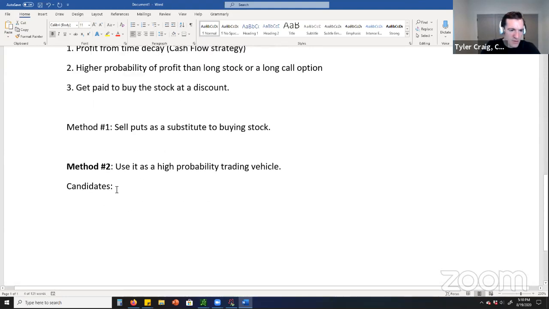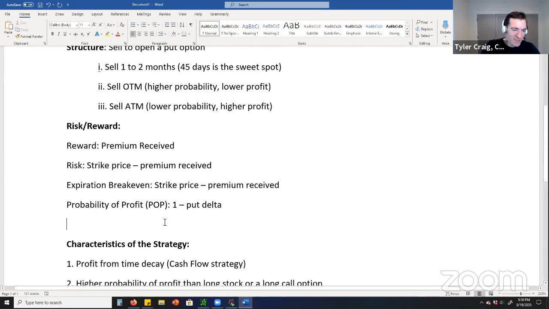Method 2 here, candidates, what price range am I going to look at? And actually, I forgot to put the margin requirement. This is what I was trying to get at here. How much are they going to make me put up to sell a put, assuming you're in a margin account? So that means you're not in an IRA, you're not in a 401k, you're in just a taxable margin account.